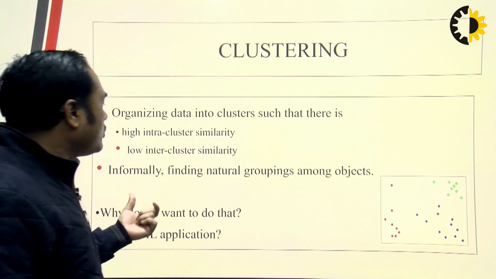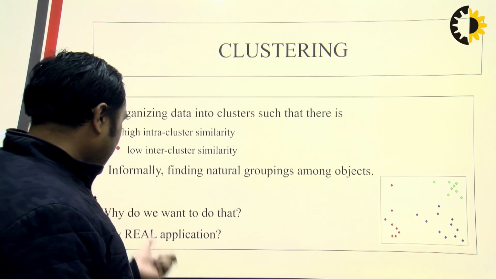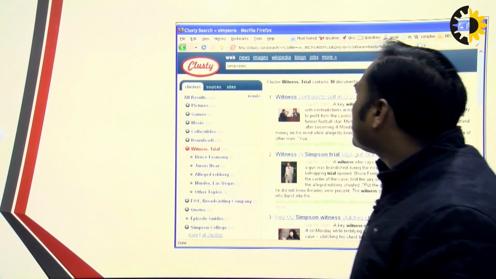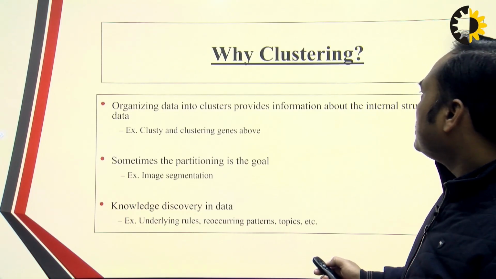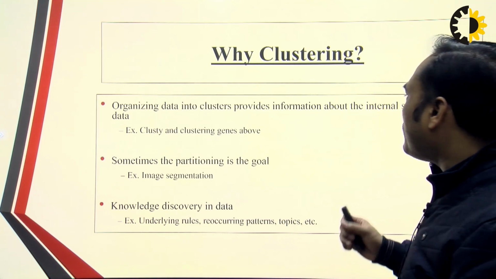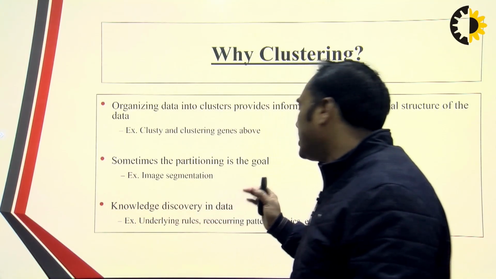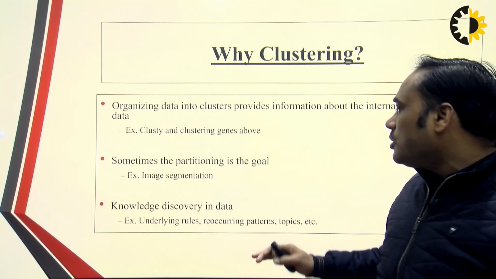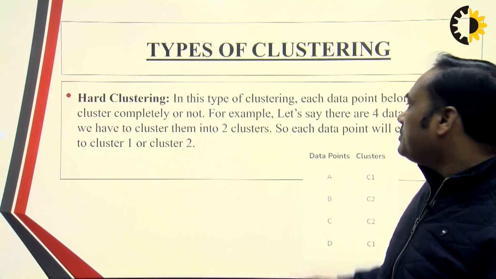Informally, finding natural groupings among objects. Why do we want to do this in any real application? So these are the clusters. This is an example of clustering: cluster search by Mozilla Firefox. So why are we using clustering? Organizing data into clusters provides information about the internal structure of the data, like clustering genes. And sometimes the partition is the goal, like image segmentation, knowledge discovery in data and all. So these are the types, and thank you.